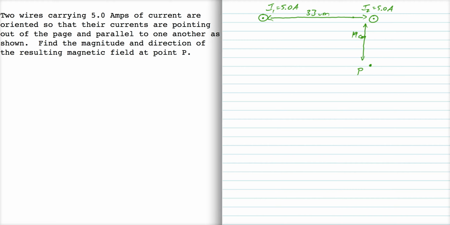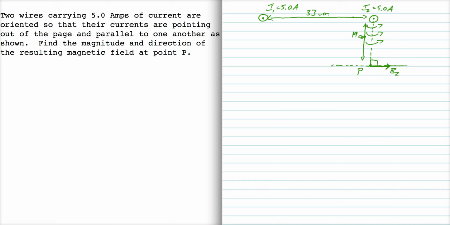So we need to find the magnetic field at point P. I'll start with I2. If I draw a line that goes from I2 and connects with point P, the magnetic field is going to be perpendicular to that line. It's going to make a right angle with that line. The right-hand rule tells me that the magnetic field around I2 curls around it in a counterclockwise direction. So that means at this point, the magnetic field due to I2 points in that direction.